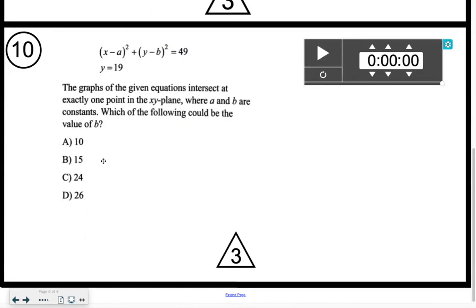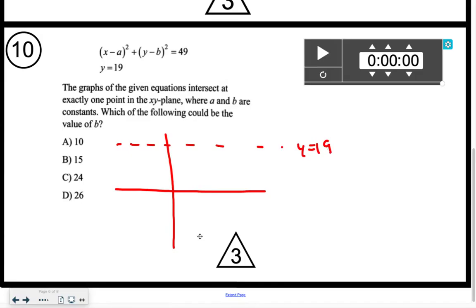All right, moving on to number 10. So the graphs, this is another one where you could use Desmos, but I am not going to. If you were to use Desmos, then I'll kind of give you some tips along the way. But first of all, I'm imagining I got this y equals 19 going across. And which of the following could be B? And we know they intersect at exactly 1 point.